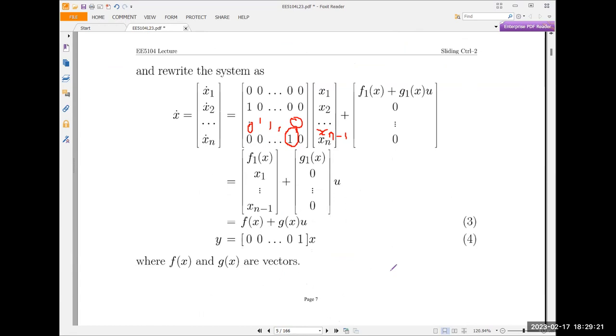Then you just reorganize things a bit, then you will get this vector U. U is the control input. So this one, I just call it F. This one, I just call it G, then U is here.